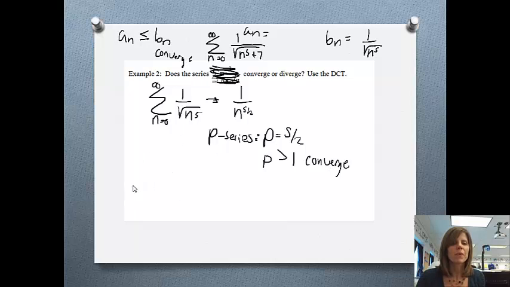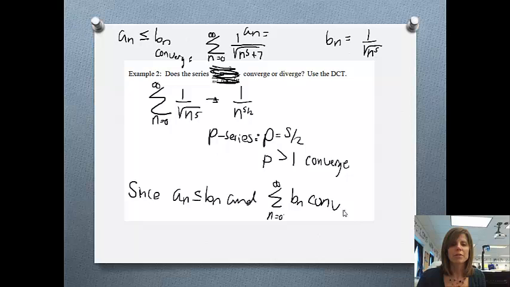So I can say, since a sub n is smaller than b sub n, and the sum from n equals 0 to infinity of b sub n converges, then the series n equals 0 to infinity of a sub n also converges.